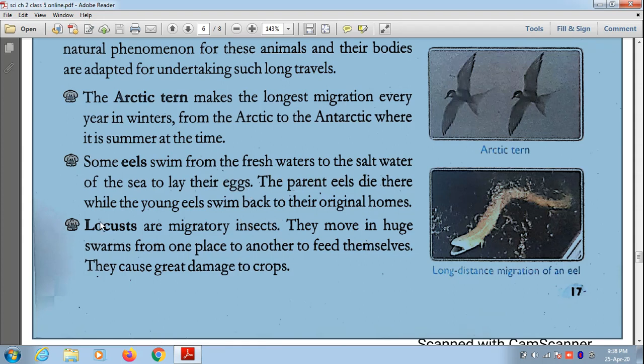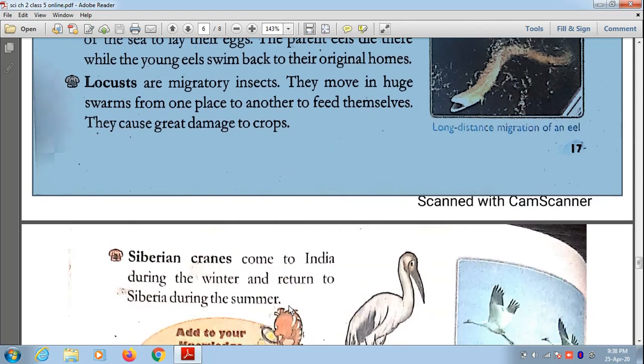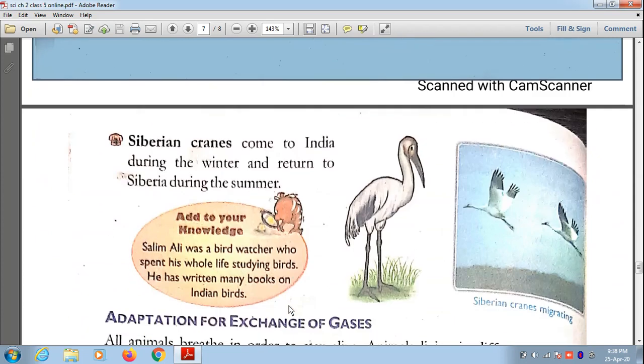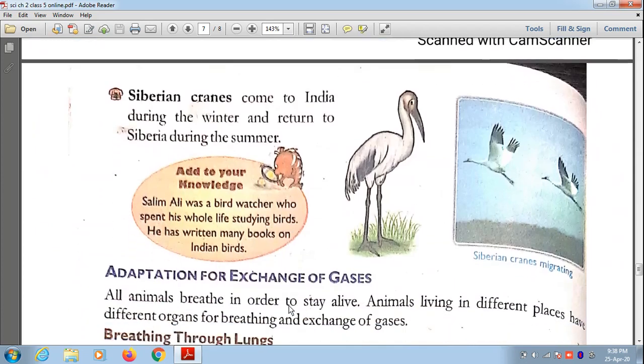Now, locusts are the migratory insects. They move in huge swarms, meaning a group of them, from one place to another to feed themselves. They cause a lot of damage to our crops. Farmers do not at all like them, right? Because they bring a lot of damage to their crops, children.